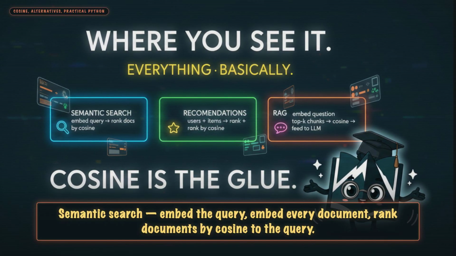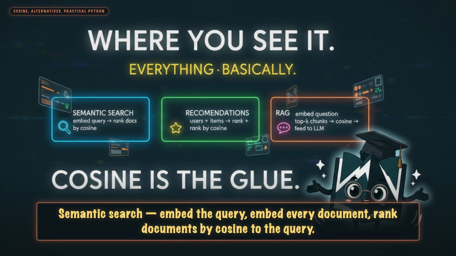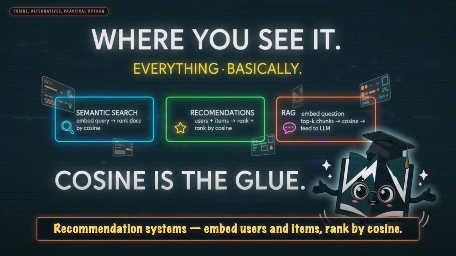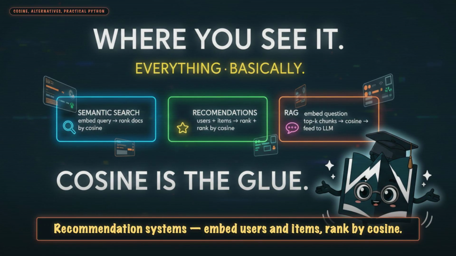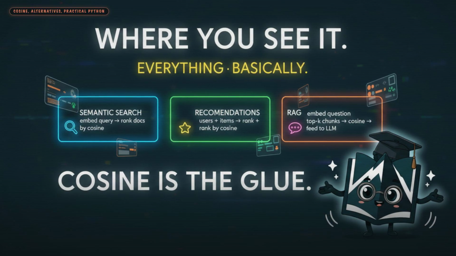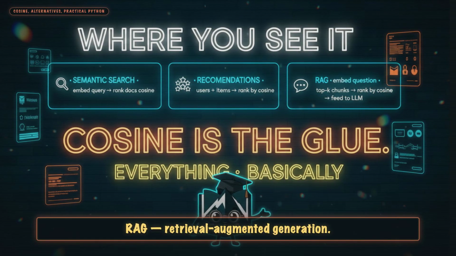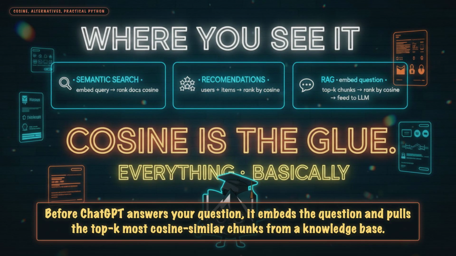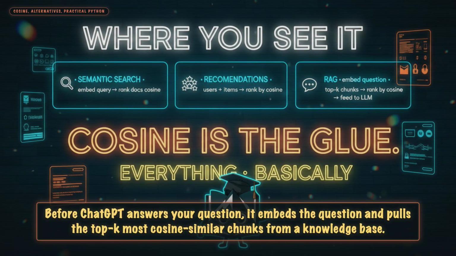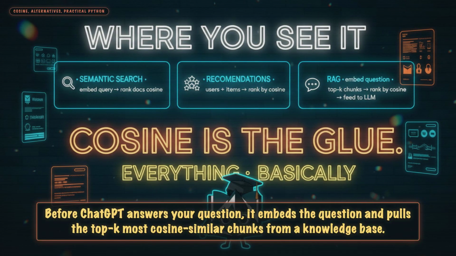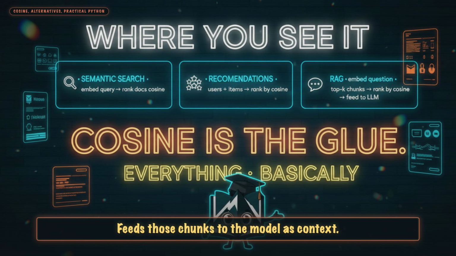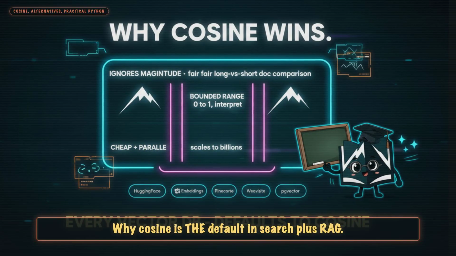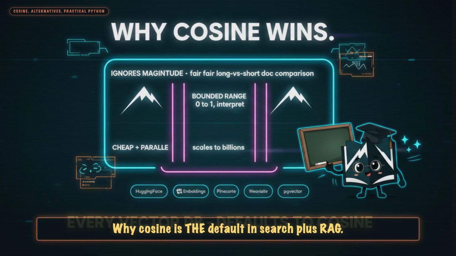Where you actually see it. Semantic search. Embed the query. Embed every document, rank documents by cosine to the query. Recommendation systems. Embed users and items, rank by cosine. RAG, retrieval-augmented generation. Before ChatGPT answers your question, it embeds the question and pulls the top k most cosine-similar chunks from a knowledge base. Feeds those chunks to the model as context. Cosine is the glue.